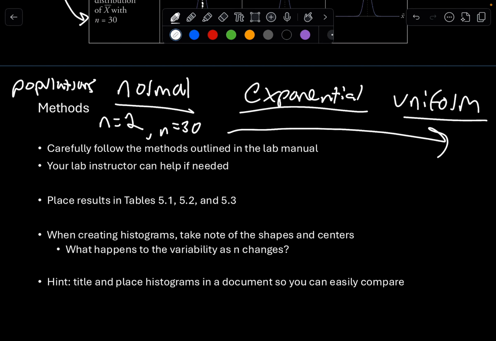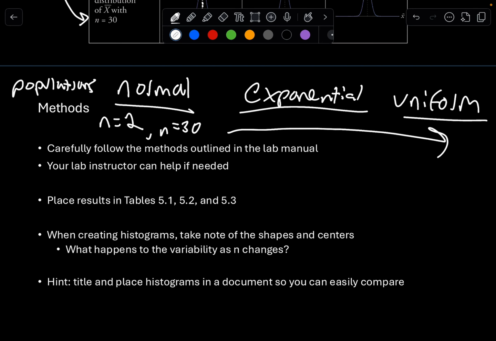You'll do this for all distributions. You're basically generating a bunch of sampling distributions. You're increasing the sample size. You're taking a lot of samples. You're going to be taking 500 samples. Remember, n is the sample size, not the number of samples. So each time you'll take 500 samples of size n, and n will either be 2 or 30. Make sure you carefully follow the methods. You're going to be getting a bunch of different sampling distributions. Keep these saved in StatCrunch so that you can easily compare once you get to the discussion questions.